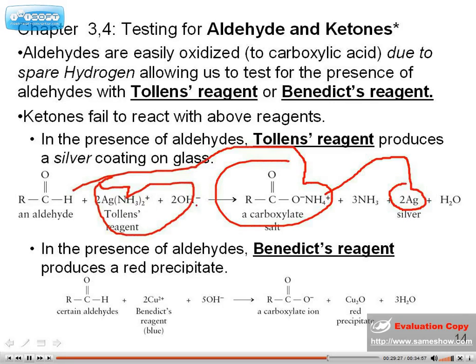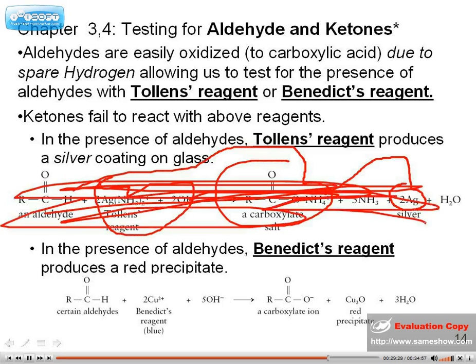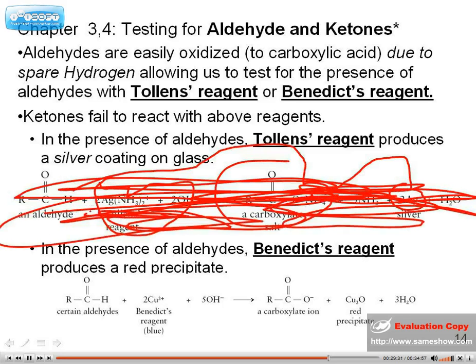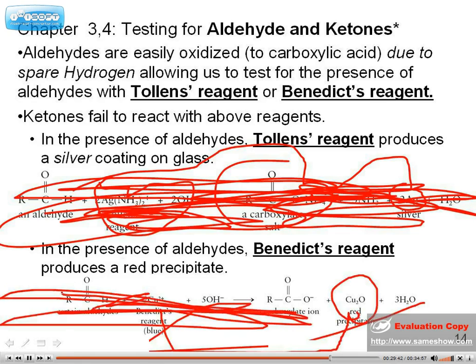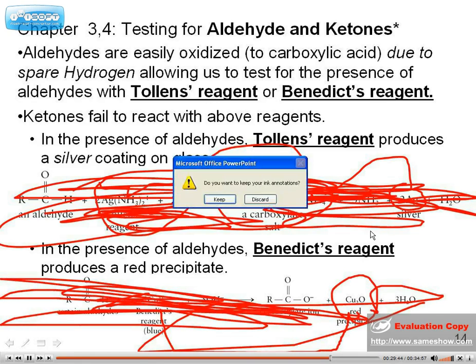So what do you need to know about this? Absolutely nothing. You can scratch this out. Just wanted to show you what the reaction looks like. This reaction down here is another really cool oxidation reaction with copper, and it creates a nice red precipitate. Do you have to know this? No, you can cross this out. So what do I need to know in this slide right here?